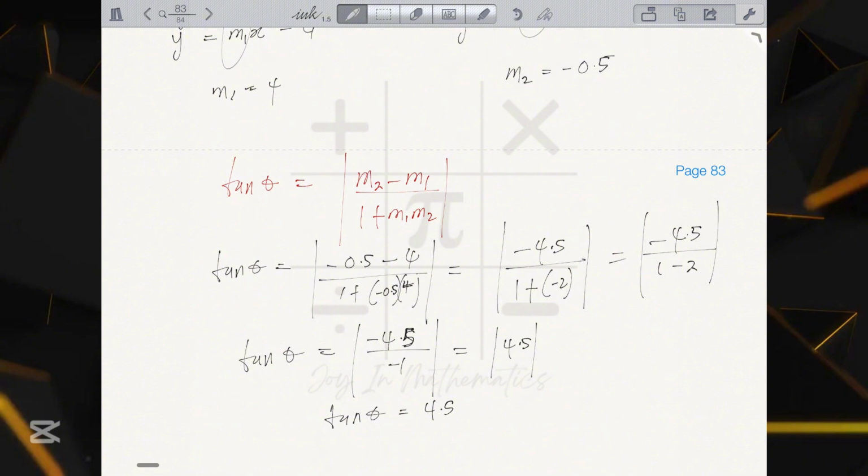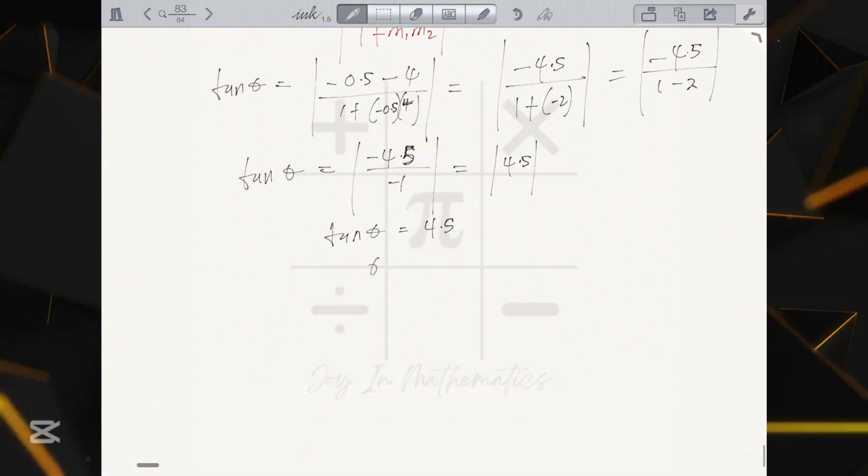So we can just take the arctan of 4.5 to get the angle theta. Arctan 4.5, using our calculator, gives us theta to be about 77.47 degrees.